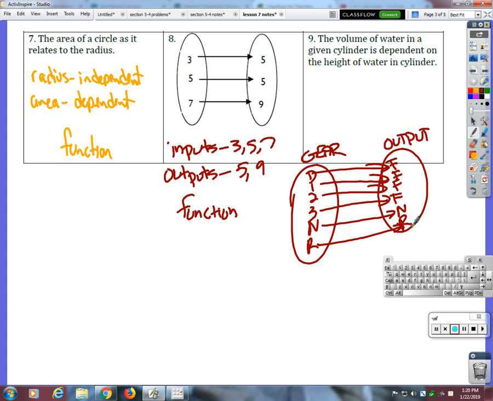What is not a function is if it looked like this. If sometimes when I put it into drive, it goes forward, and sometimes when I put it into drive, it goes into reverse. So if I have the same input and I get two different outputs, my car is broken. But if I can make the same output happen in a couple of different ways, that's okay.